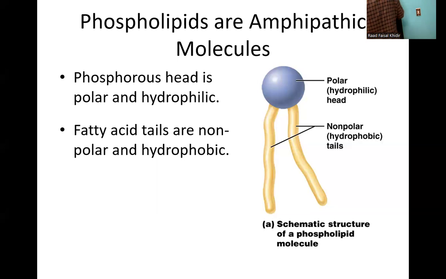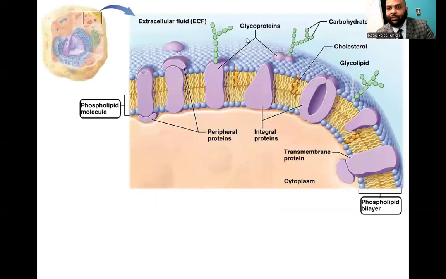So what happens now is we remove one of the tails and we replace it with a phosphate and a choline. That's the head, and these are the two tails. That is what I was asking about. You see, these are the two yellow tails, and this is the blue head. The blue head is hydrophilic, dissolves in water, and the two yellow tails are hydrophobic, and they do not dissolve in water.